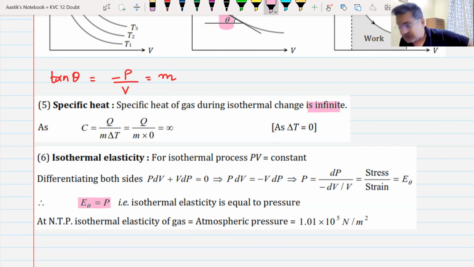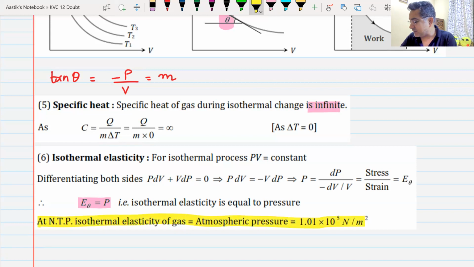I have seen questions both in NEET and JEE on this. What is the isothermal elasticity? For every process in gas, the elasticity is different. Isothermal elasticity is equal to the pressure. And this is the last heading, at NTP, the isothermal elasticity of gas. I have seen a direct question from this point in one of the NEET papers. Okay, so that is why note this down.